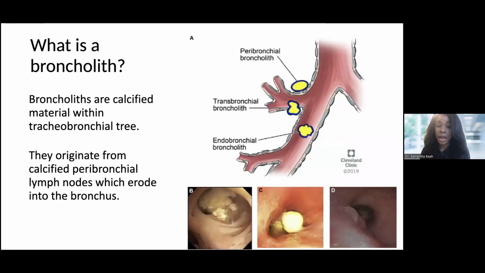So this gentleman had a broncholith. Broncholithiasis is what we call it. It's essentially calcified material within the tracheobronchial tree. They originate from calcified peribronchial lymph nodes that actually erode into the airway. And these are some examples of that, as you can see in all these diagrams down below. What happens is the broncholith blocks the airway so that the airway develops post-obstructive pneumonia distally, and patients typically get better when you give them antibiotics, but then it comes back because the airway cannot clear itself. So it's a setup for recurrent pneumonia.